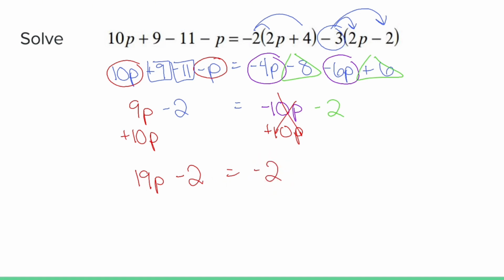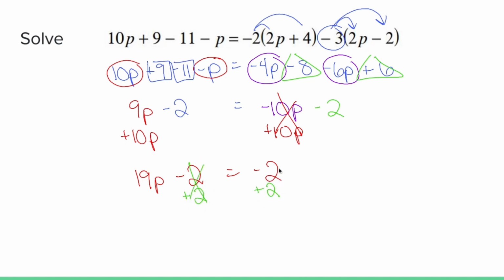Now I have a negative 2 and a negative 2, one on the left and one on the right. I wonder if something magical happens. I don't know. I guess we'll find out. I have negative 2 floating around. It's a constant. Always get rid of that one first by doing the inverse of negative 2, which is positive 2. So let's add 2 to both sides.